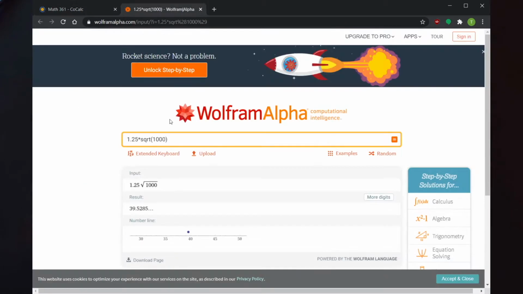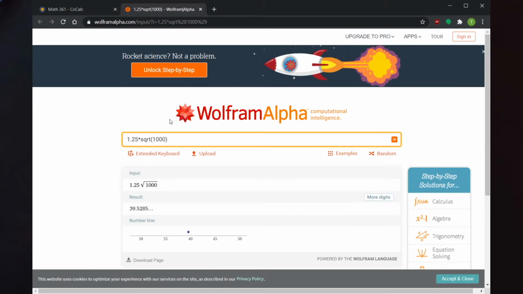Now, pulling up our handy Wolfram Alpha calculator, we can see that 1.25 times the square root of 1,000 is about 40. So what this theorem I just wrote down is saying is that on average, the number of draws to get the duplicate should be about 40. But of course, sometimes that number will be way less than 40.